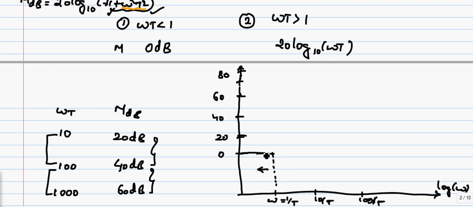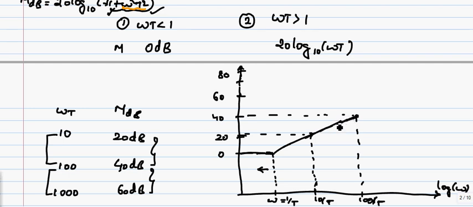Okay, now when omega T is less than 1, in this region it is going to be 0 dB. As we have seen before, these Bode plots are asymptotic plots, so we take this omega T less than 1 region continuous up to this point, and then when omega T is 10, where omega equals 10 over T, it is 20 dB, and for this point when omega T is 100, where omega is 100 over T, it is 40 dB. In that case this plot is going to be a straight line like this, which is increasing at a rate of 20 dB per decade.